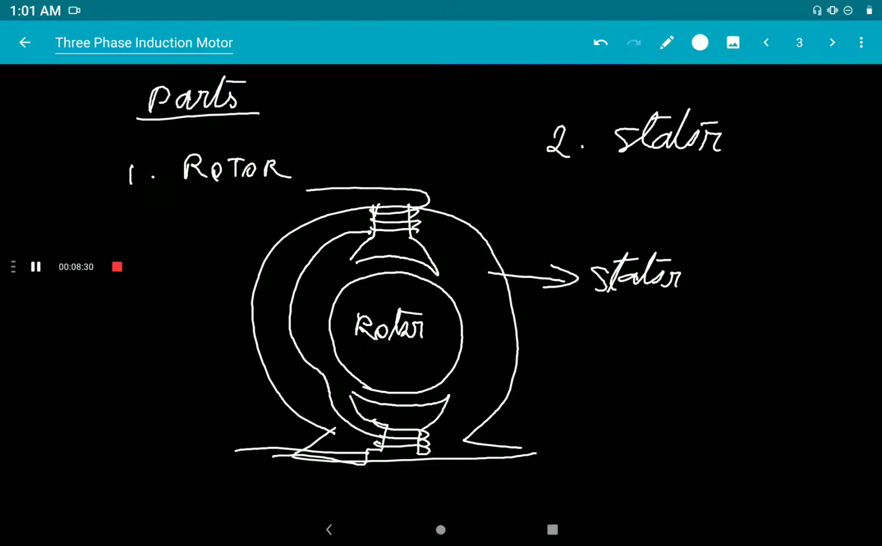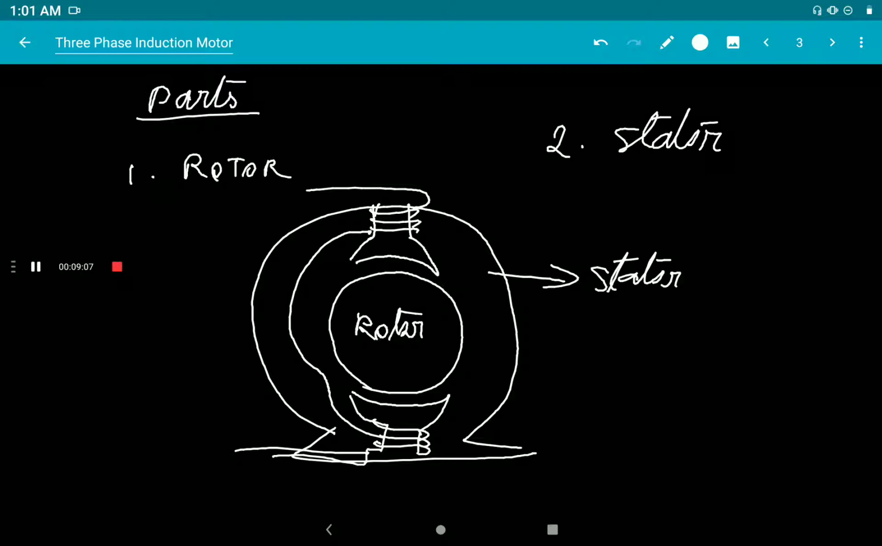So the conductors, in case of a squirrel cage induction motor, both the ends are short circuited, so it looks like a squirrel cage. In case of a slip ring induction motor or wound rotor, coils are brought out through slip rings. Note the point, it is not split rings. In DC machines, we use split rings, but here it is slip rings and brushes. So in case of wound rotor, coils are brought out through slip rings and brushes.